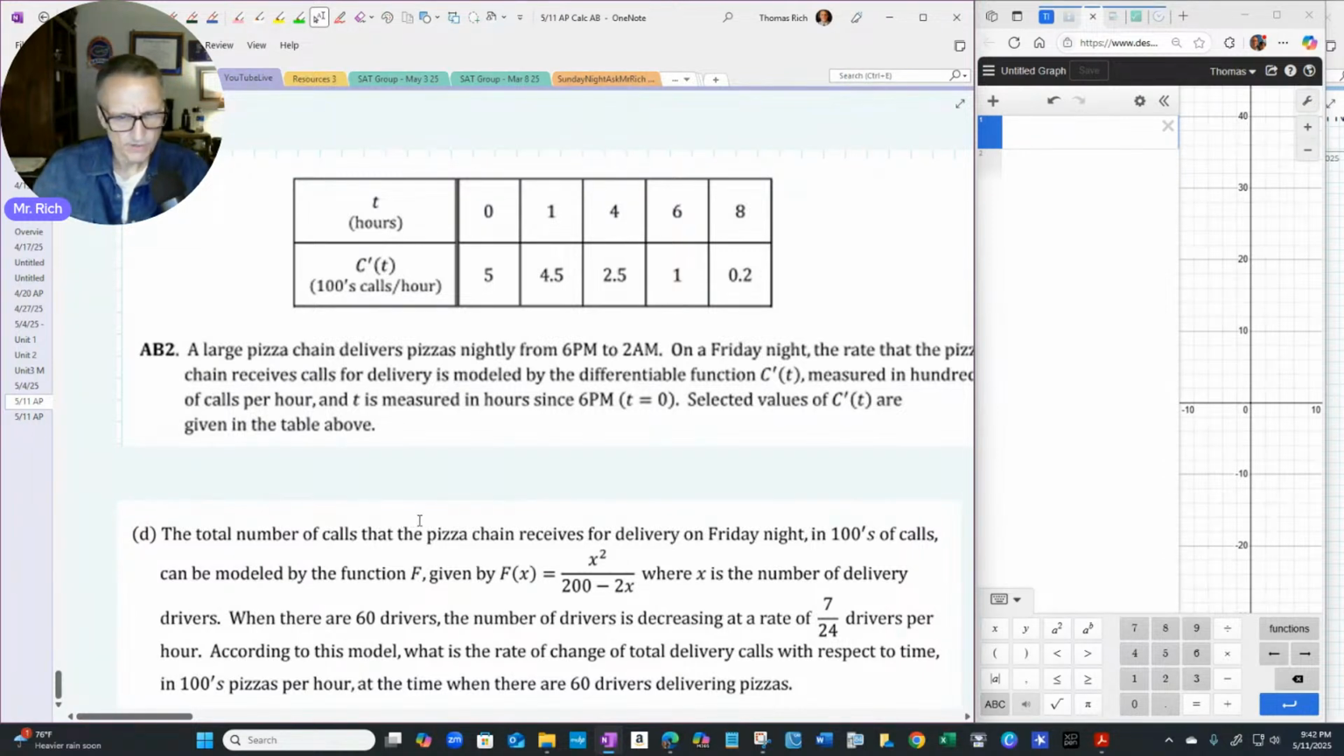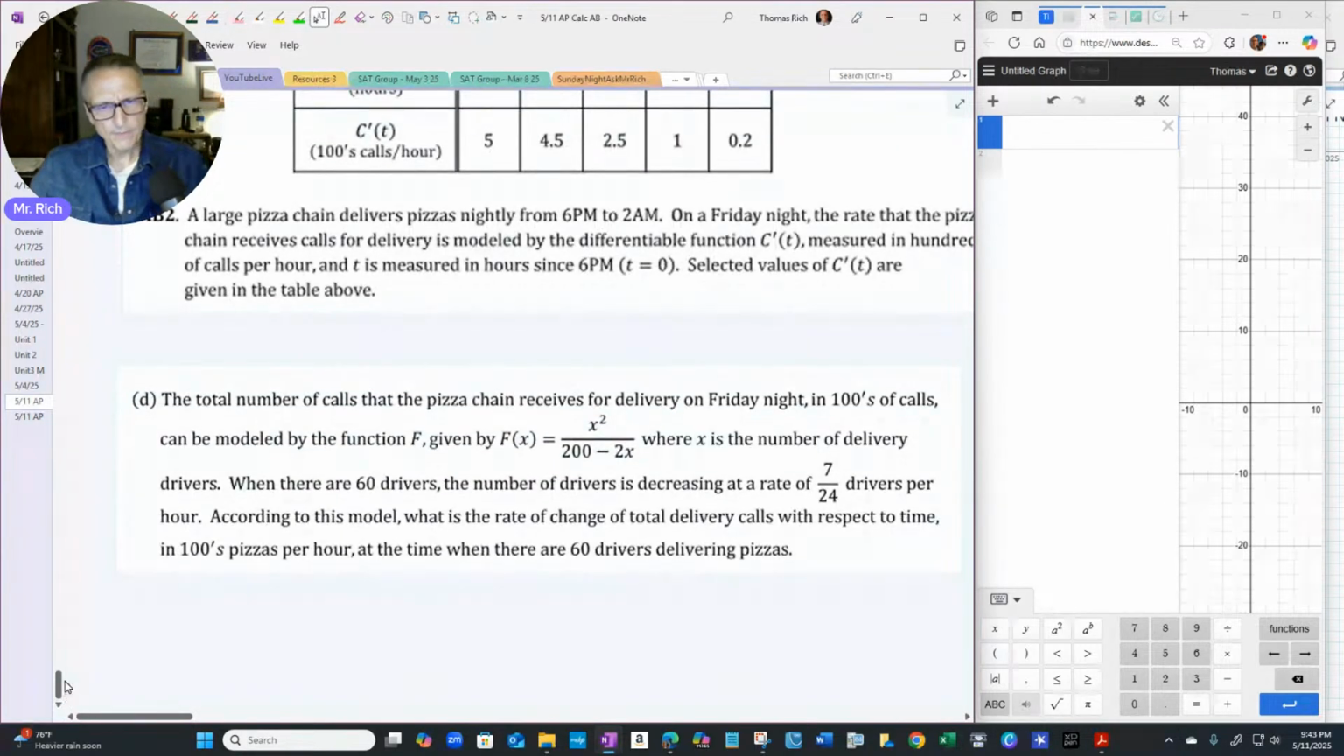Part D, I think this is our last one here, and then hopefully we have time to get back to those other ones. So here it says that the total number of calls that the pizza chain receives for delivery on Friday night, in hundreds of calls, can be modeled with function f, where x is the number of delivery drivers, right? So here they're making it a function of the number of drivers that they have.